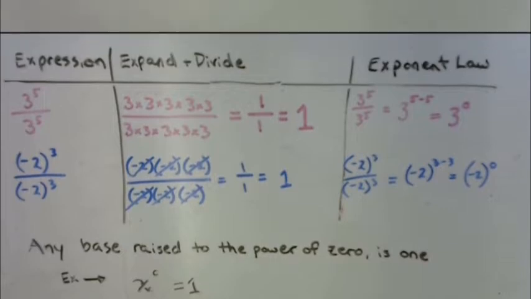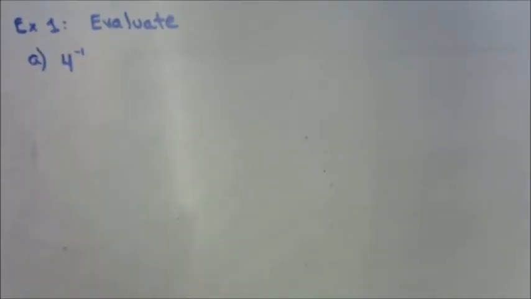Let's try a couple examples quickly. Example 1 gives us 5 opportunities to use our new exponent rules and to make sense of them. The first one is fairly straightforward. It says 4 to the power of negative 1. Now, what do we know about negative exponents?